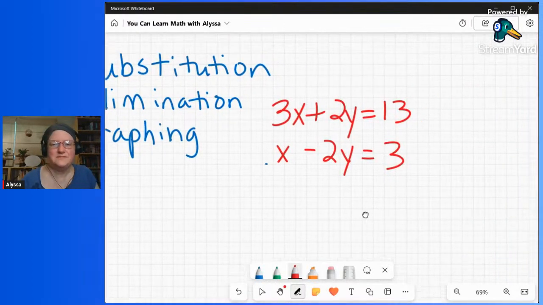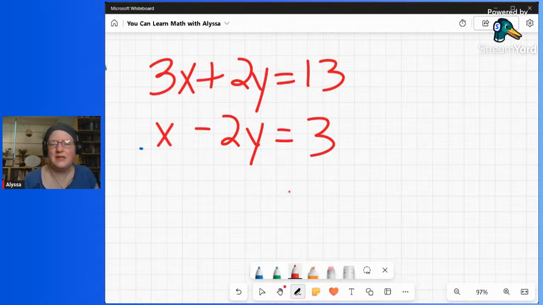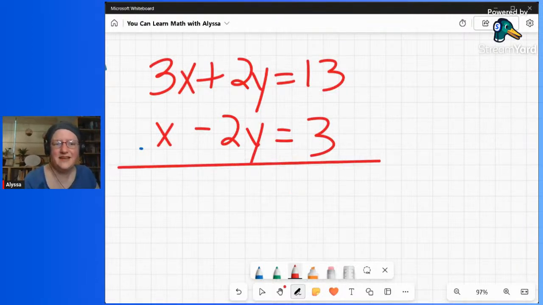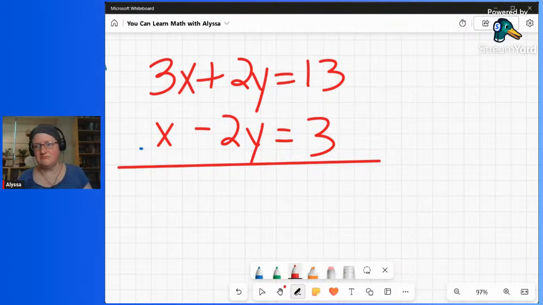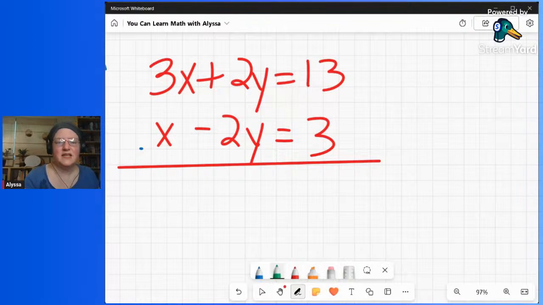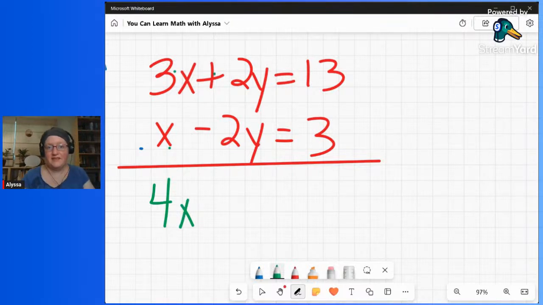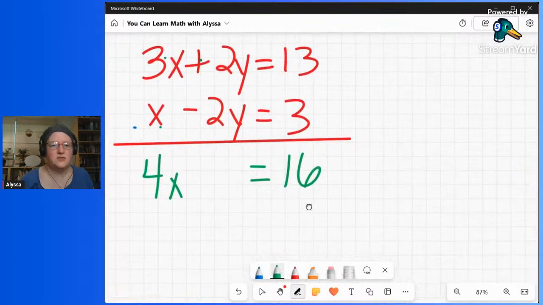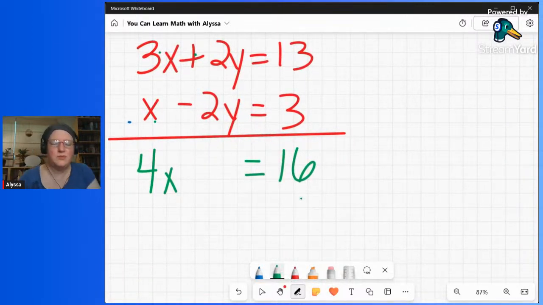First one, elimination. I actually like elimination a lot of the time. Elimination happens when we add the two equations together and one of the variables disappears, cancels out. That's what we want to have happen. It needs to happen. So then we only have one variable that we can solve for. So in this case, if we're adding together, you have 3x plus x is 4x. And then positive 2y and negative 2y. Hey, they cancel out. Perfect. It's gone. And then 13 plus 3 is 16. Okay. Now I have just one variable, and one variable I can solve. With two variables, not so much.